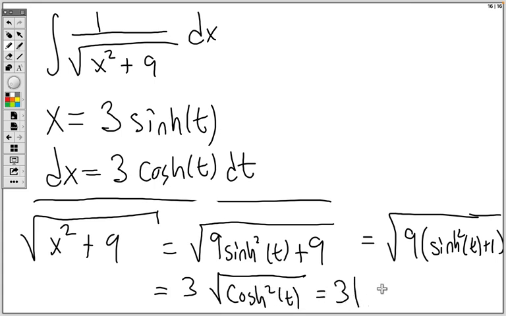So this actually works out to be cosh squared. That'd be 3 times the absolute value of cosh t. And you may or may not remember that the hyperbolic cosine is a sum of exponentials, which means it's always positive. So I don't need the absolute values. All right?